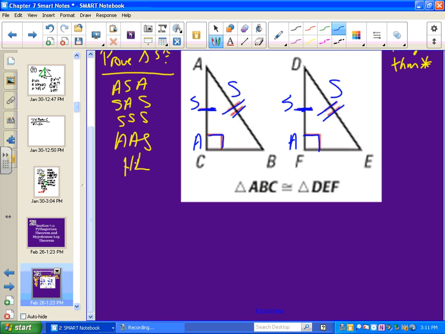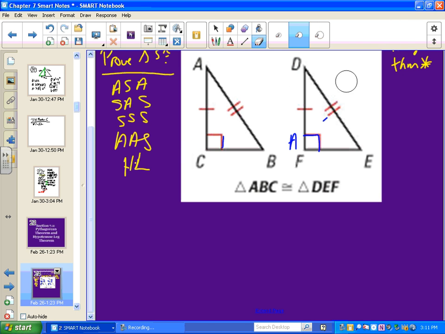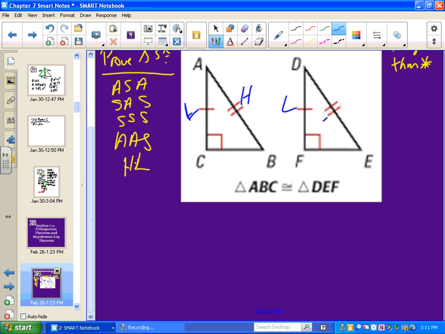However, in a right triangle, it does work, and we call it hypotenuse leg. Because what we know about right triangles is that the right angle is always going to be there. Right angles are always congruent. We have a theorem that says that. And now all we're saying is, if we have a leg congruent and the hypotenuse congruent, now we know the triangles are congruent.